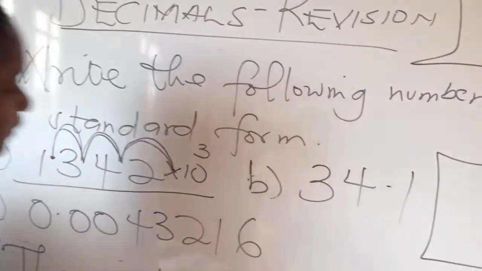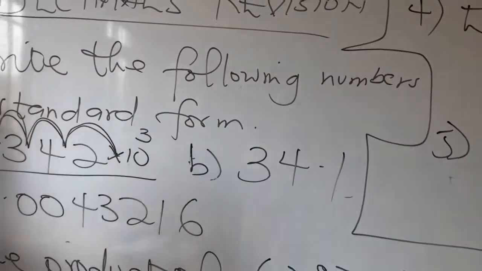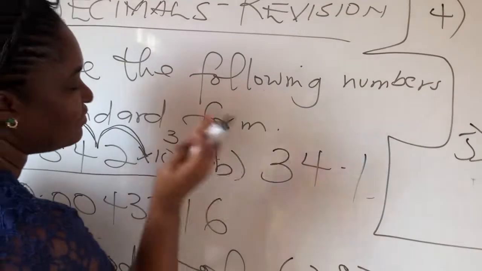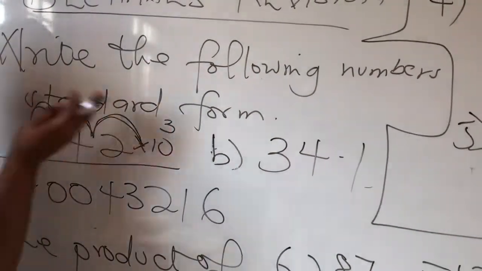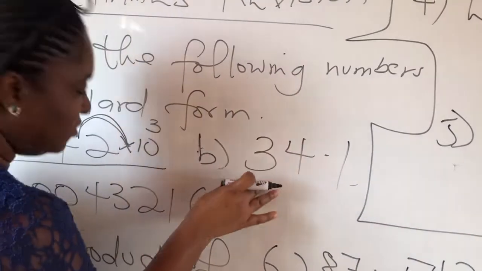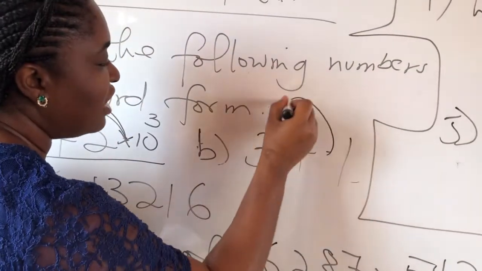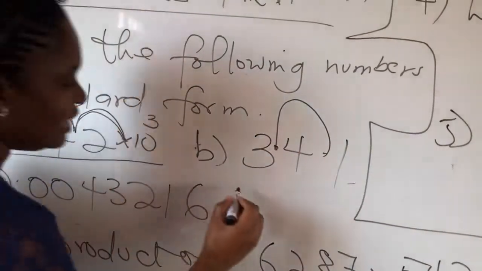Let's pick this one. This is not in standard form. Why? Because the decimal point is not right behind the first significant number starting from your left hand side. The first significant number is 3. So if we want to write this in standard form, we have to move this point right behind the first significant number. So now our answer is what?